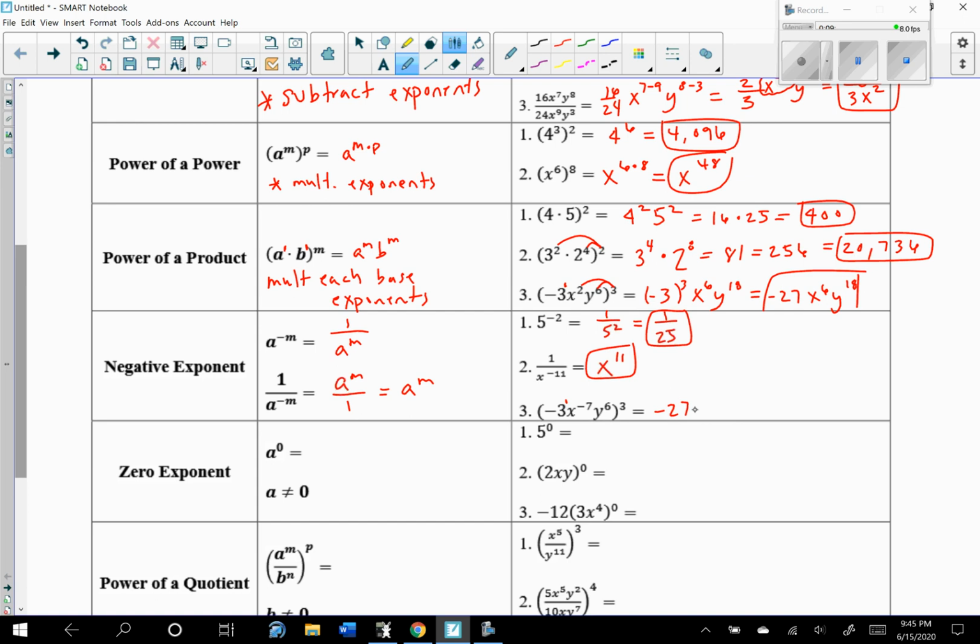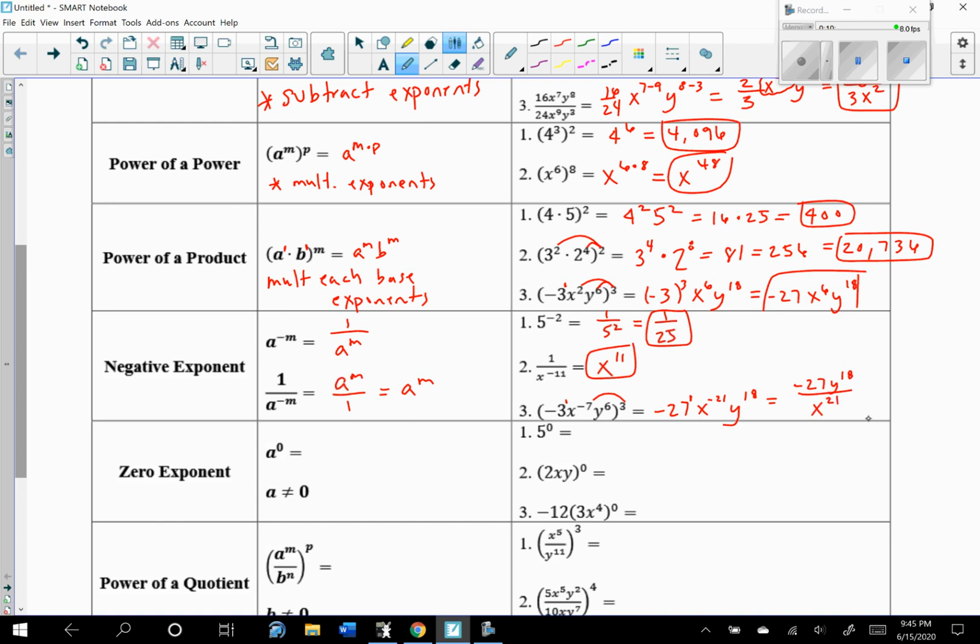Then we have x to the negative 7 times 3, which is negative 21, and y to the 6 times 3, which is 18. And so that x to the negative 21 is the only one that's going to move because it's the only one with a negative exponent. Even though we have a negative 27 here, that exponent of the negative 27 is 1. So you only move the terms with a negative exponent. So this would be negative 27 y to the power of 18 divided by x to the power of 21.